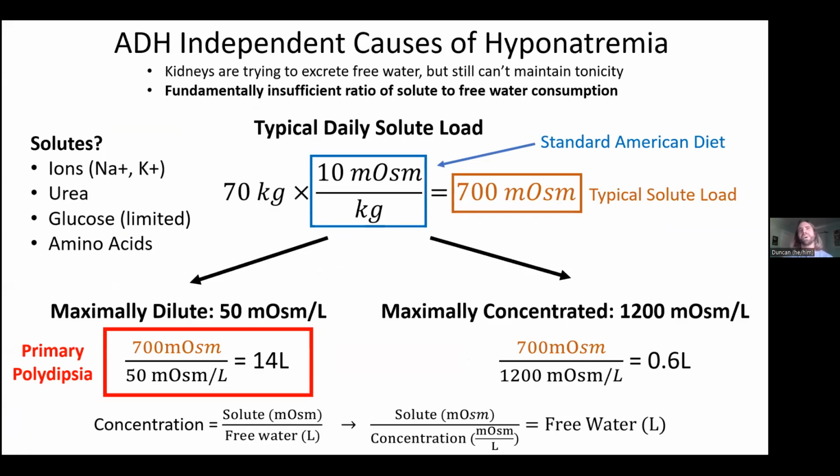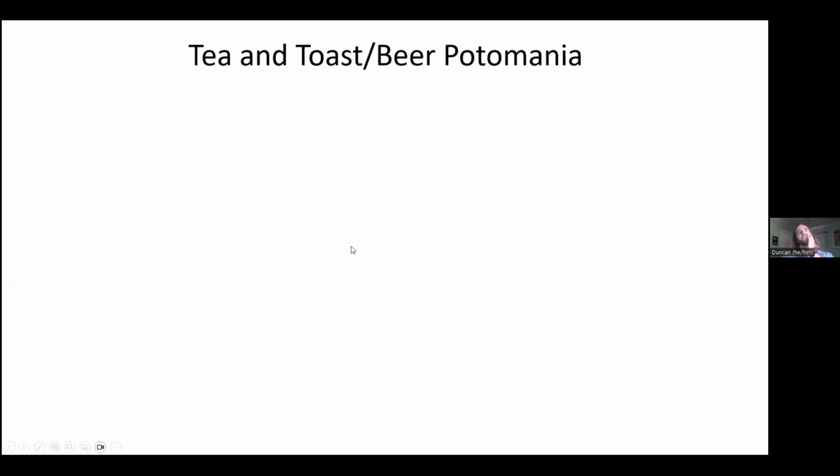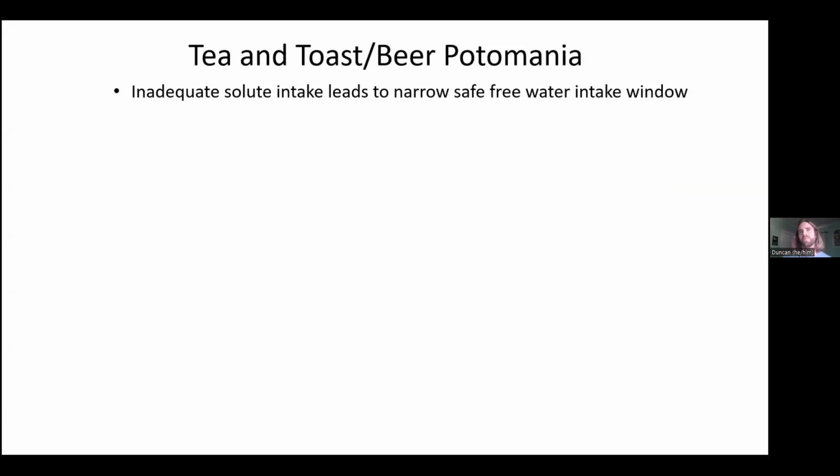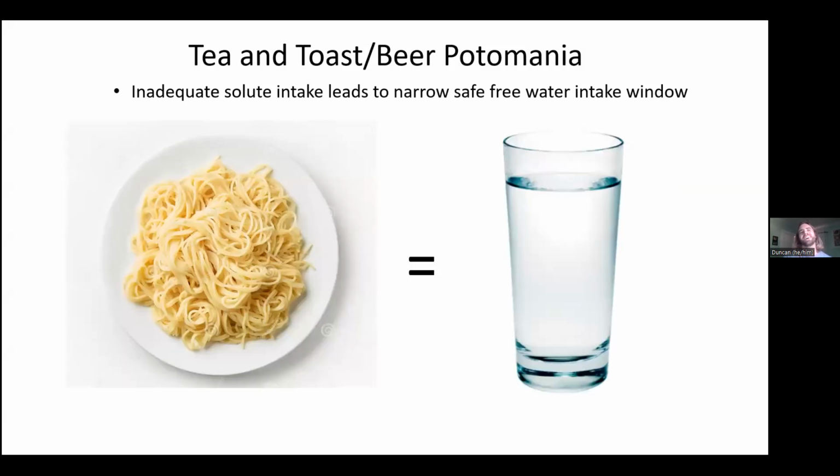Okay, so moving on. We're going to apply those same principles to the other forms of ADH-independent causes, where the kidney is trying to do whatever it can to excrete free water and isn't able to. Tea and toast and beer potomania are fundamentally an inadequate solute intake leading to a narrower range of safe free water intake. One of my favorite jokes is that a nephrologist sees a plate of pasta and all they see is a glass of water.